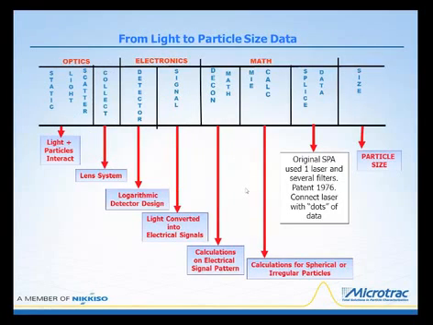Now, every one of the light scattering instruments that's ever been designed has three basic components. One is an optical system, one is an electronic system, and the other is a mathematical system. The optical system allows us to have the light interact with the particles. Obviously, that's the very first step. That has to happen. Then that light that is scattered is captured by a lens system. And then we move into the electronic system, and here we have a detector system that is logarithmic in design.